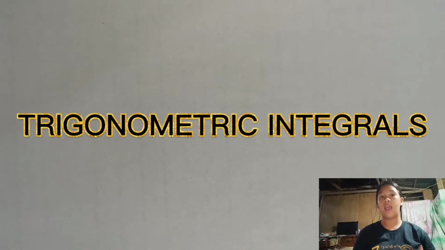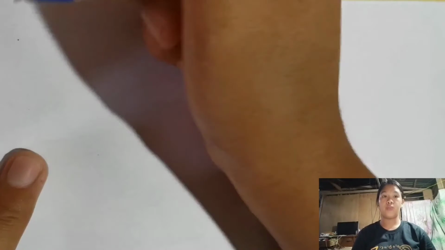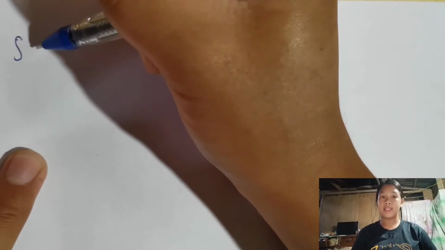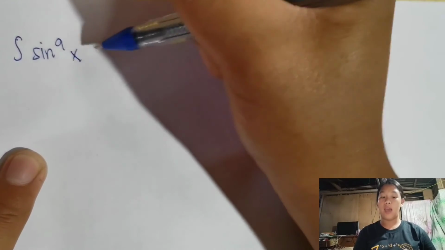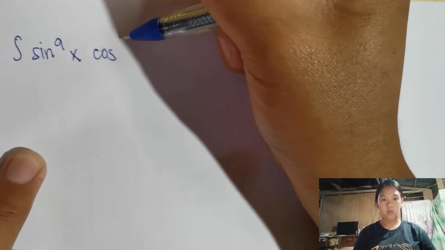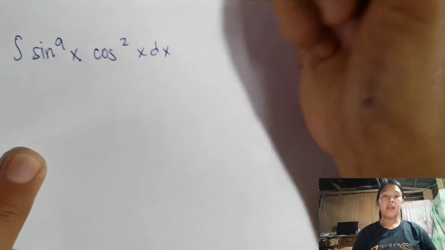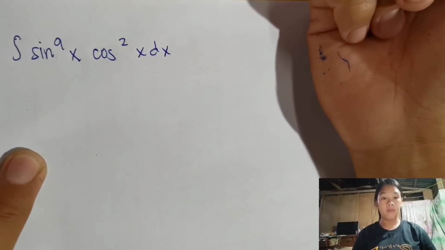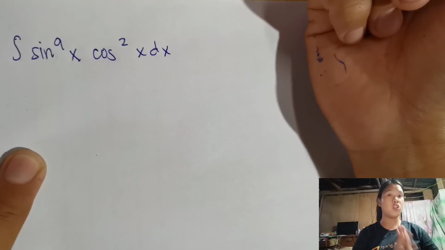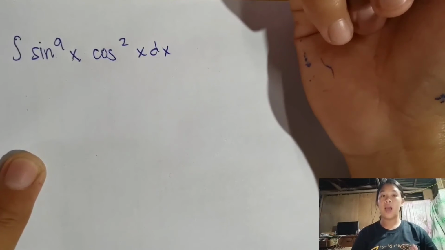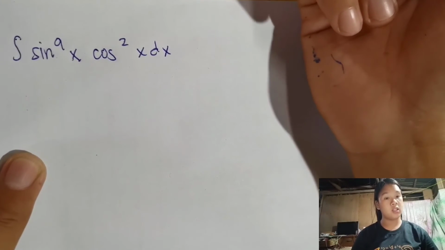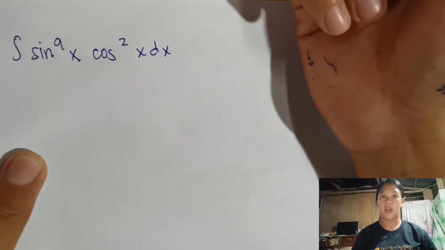The last example I am going to discuss is trigonometric integrals. So we evaluate the integral of sine raised to the power of 9x cosine squared x dx. In this problem, we have what is called case number 1. When m is odd, factor out sine u du and change the remaining sine into cosine.